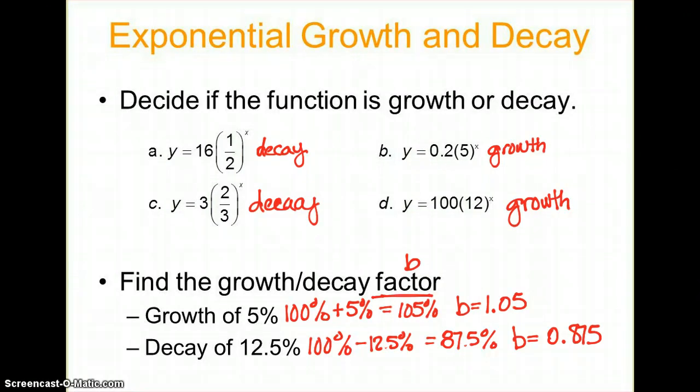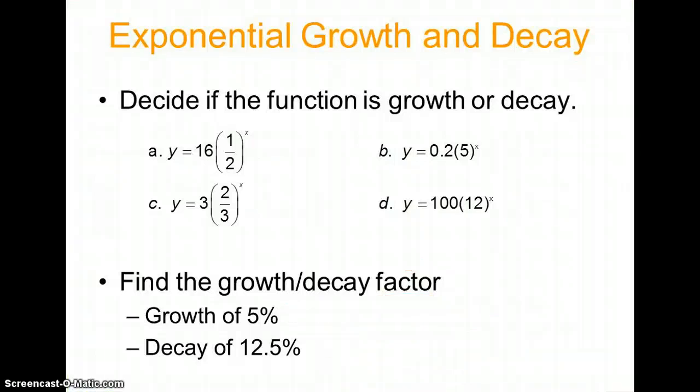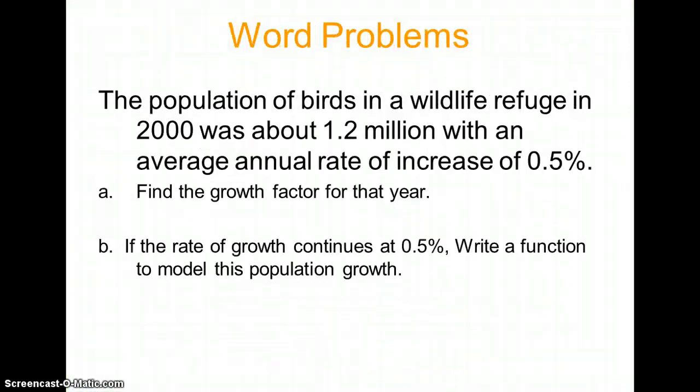Okay, and there's only two things we have to put in this function, right? It's y equals a times b to the x. So if I know B, the only other thing I need to know to put in that function is a. And a is actually a very simple number to find. We're going to use this one as an example to show you how we would set up this equation. And the first thing it asks us to do is to find the growth factor for that year.